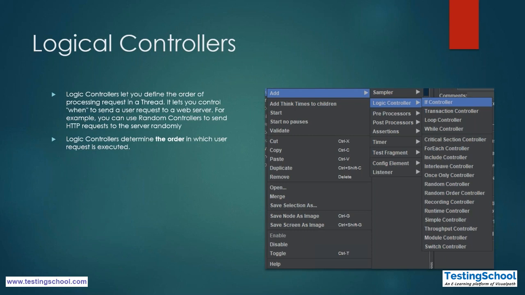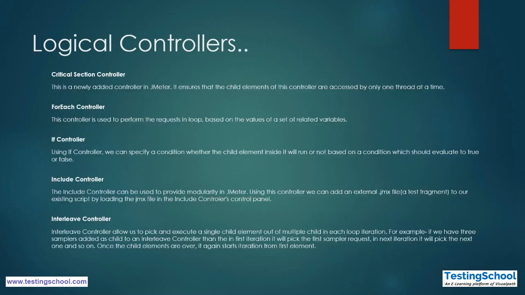So these are the different kinds of logical controllers. We will go through them one by one. First one is the critical section controller. This is a newly added controller in JMeter. Suppose you have a specific requirement where you want your particular request to be executed one thread at a time, then you need to use the critical section controller.